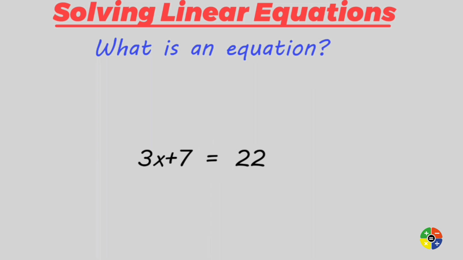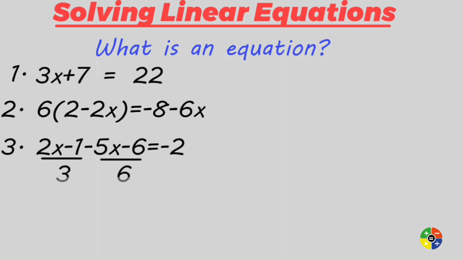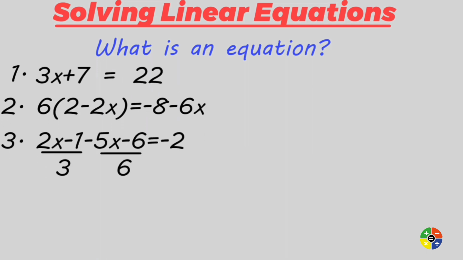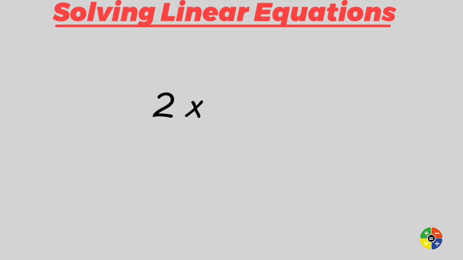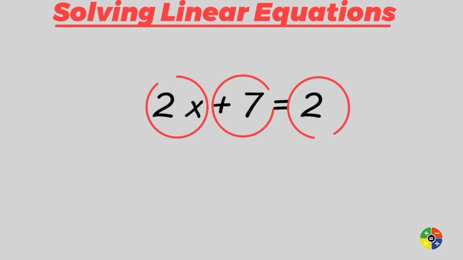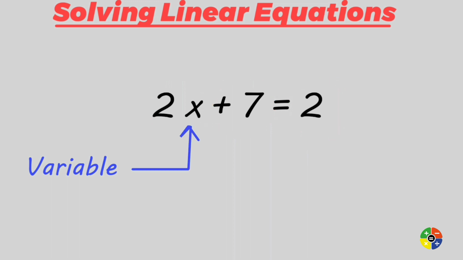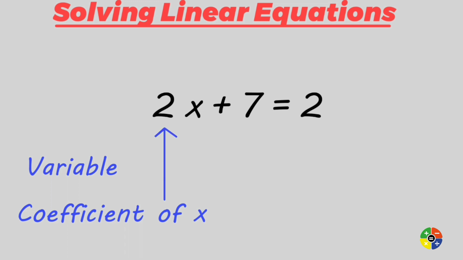The following are examples of linear equations. The above equations are all linear and are equations of straight lines. Consider the equation 2x + 7 = 2. This equation has 3 terms and one variable, x. Also, the number multiplying x is called the coefficient of x, which is 2. This is a simple linear equation with one unknown, since x is the only variable present in the equation.